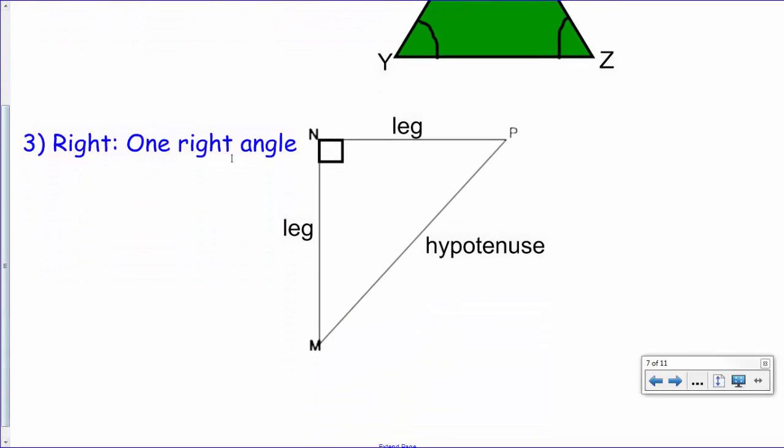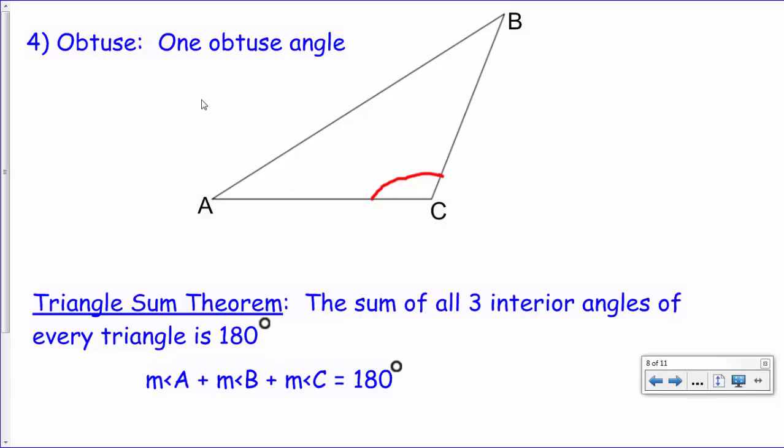A right triangle has 1 right angle. We've already studied the Pythagorean theorem, so we know these are the 2 legs that make up the right angle and the hypotenuse, which is across from the right angle. We have an obtuse angled triangle, which is called an obtuse triangle. It has 1 obtuse angle, which in this case is angle C. The other 2 angles would have to be acute angles.